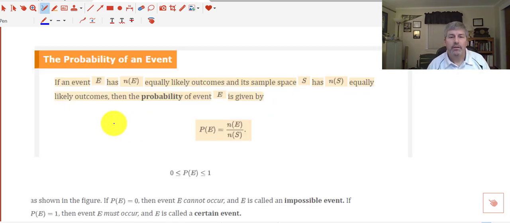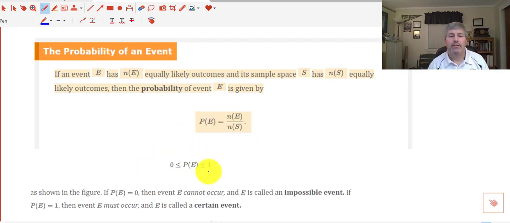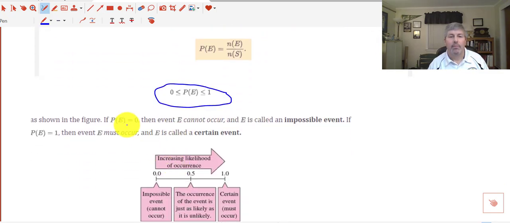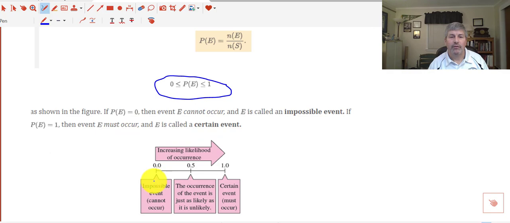So the probability of an event is n of E divided by n of S. The probability of an event is going to fall somewhere between 0 and 1 inclusive. And as we saw in our vocabulary, if the probability of an event is 0, it's an impossible event. If it's 1, it's a certain event.